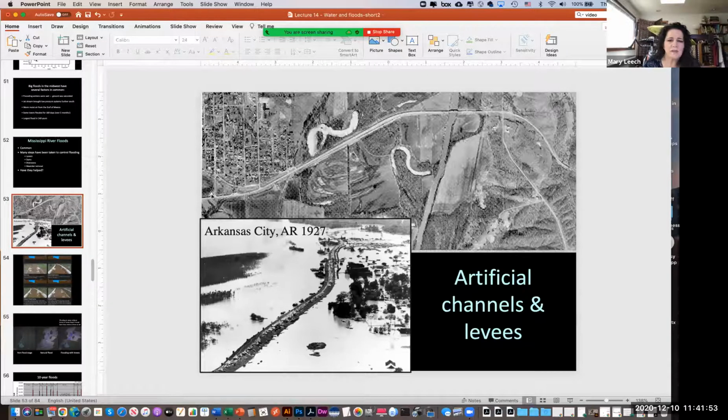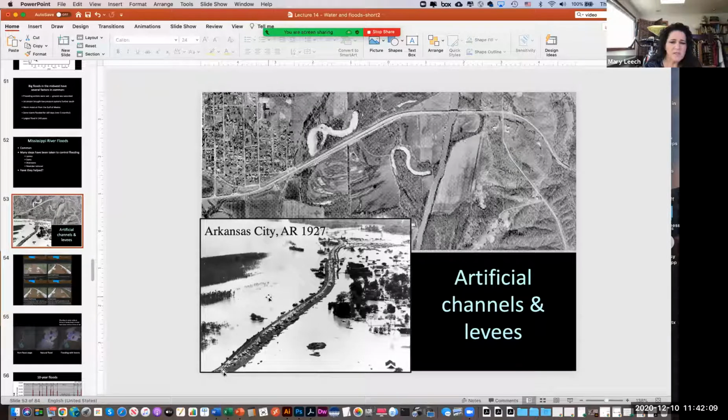Artificial levees. So you can see the artificial levee right here, how straight that is. And look at the floodplain. You can see the oxbow lakes and you can see the old meanders here. And they're trying to control it because people live here.